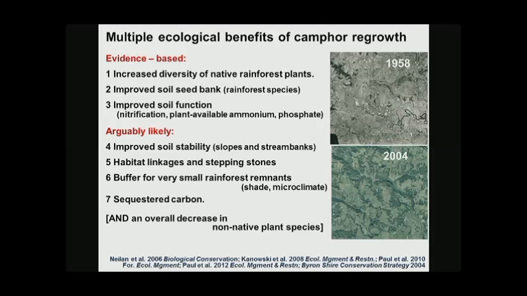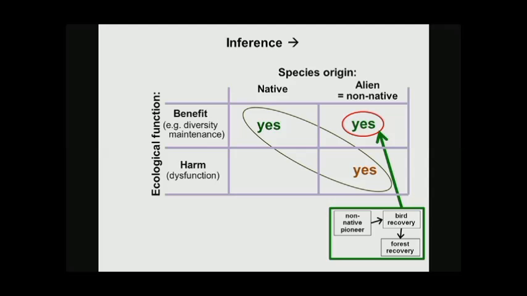And so if you look dispassionately at the role of camphor laurel forests in the landscape, there's actually a suite of different ecological benefits that are provided by these forests. I'm not going to read through all these benefits, they're up there for you to see. Some of them we know, we have the scientific evidence to confirm, and others are speculative. So from that particular case study, we have an example where a non-native species arguably is being beneficial to ecosystem function.